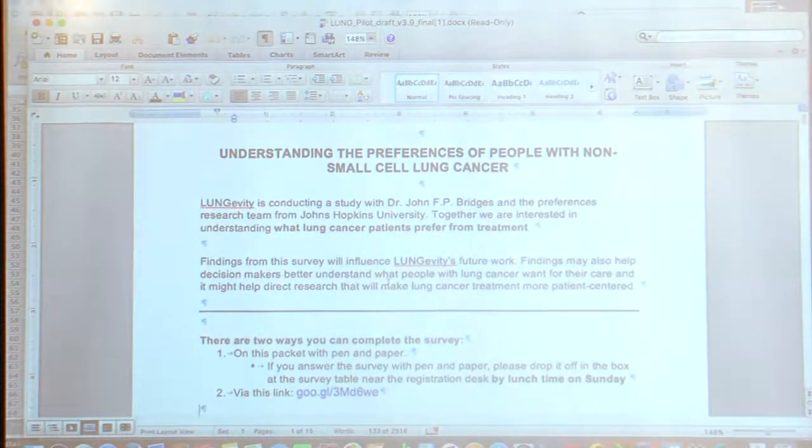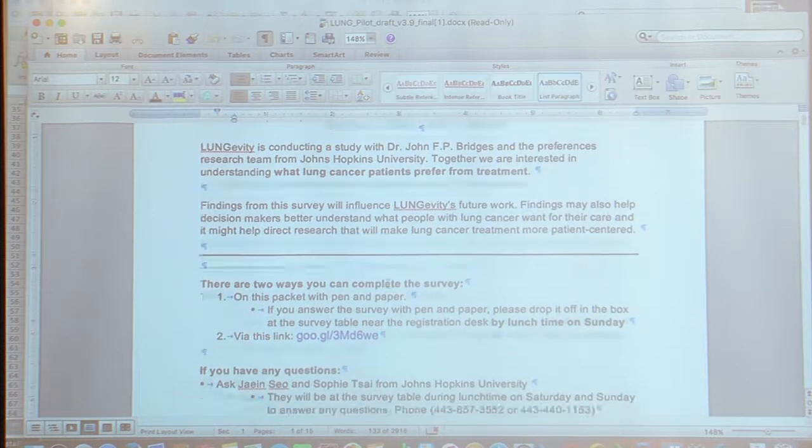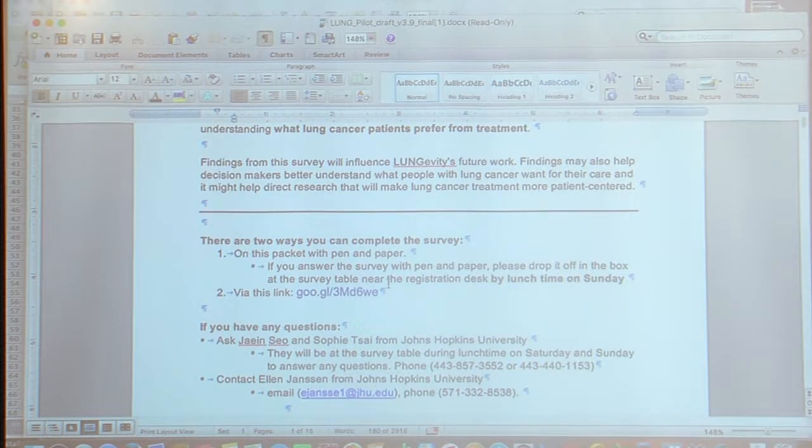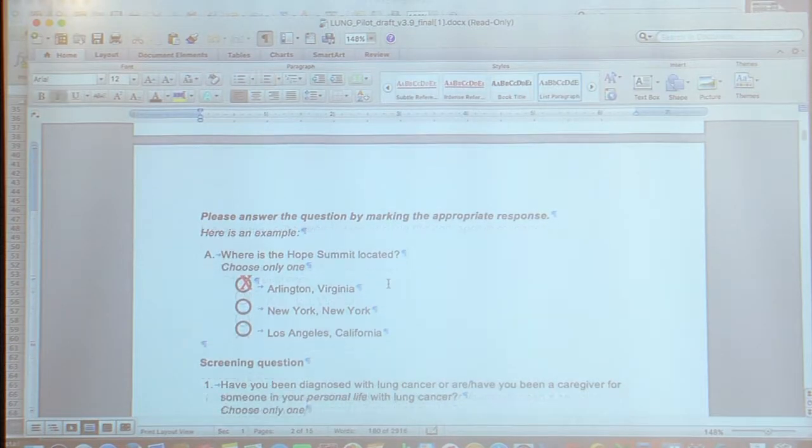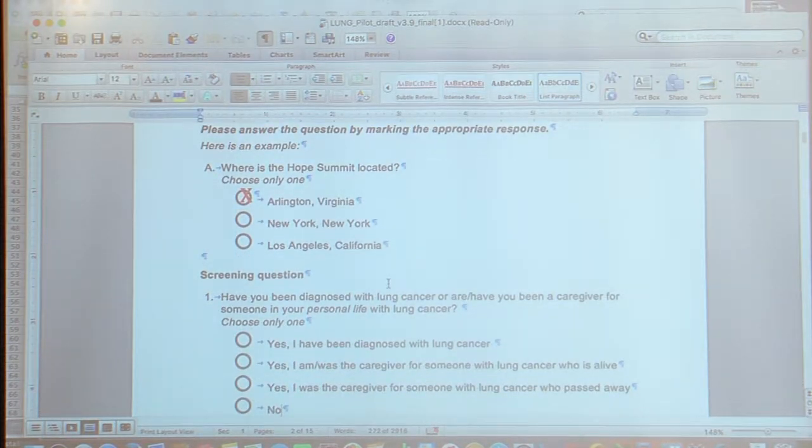We have the option that you could potentially do it on pen and paper, or if you wanted to do it electronically, you could do it at home. We had research assistants in the room who could help you if you needed help, or if you needed to contact the responsible investigator, you could do so. We tell people how to fill the survey out.